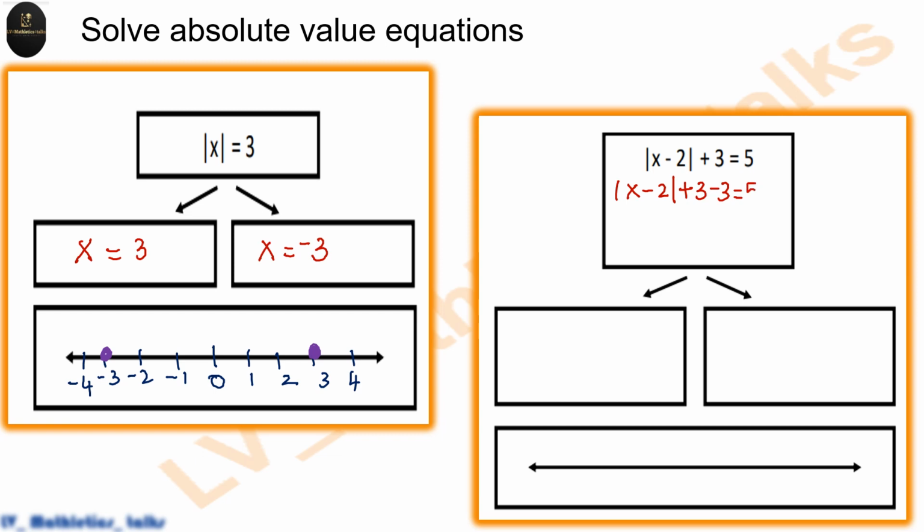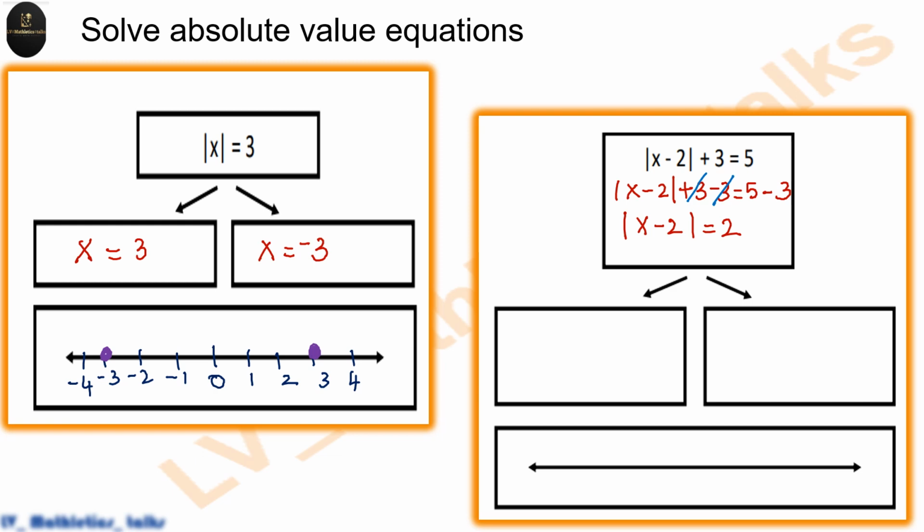Now remember, whenever you do any operation on the left hand side of an equation, the same operation has to be done on the right hand side as well. Since you have subtracted 3 from the left hand side, we'll subtract 3 from the right hand side also. Now see what will happen over here. Plus 3 and minus 3 on the left hand side will cancel out. And what is left over there? |x minus 2|, right? So |x minus 2| is equal to 2.